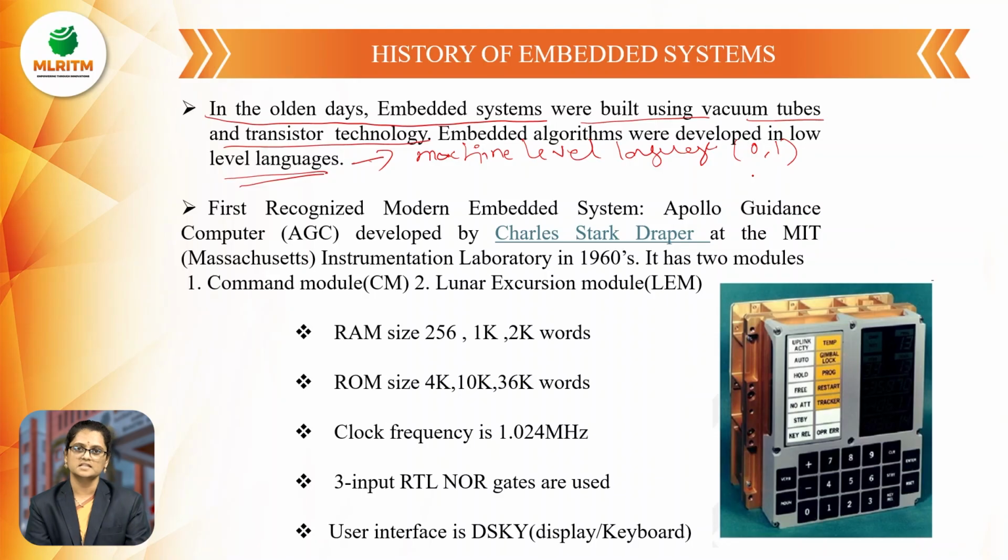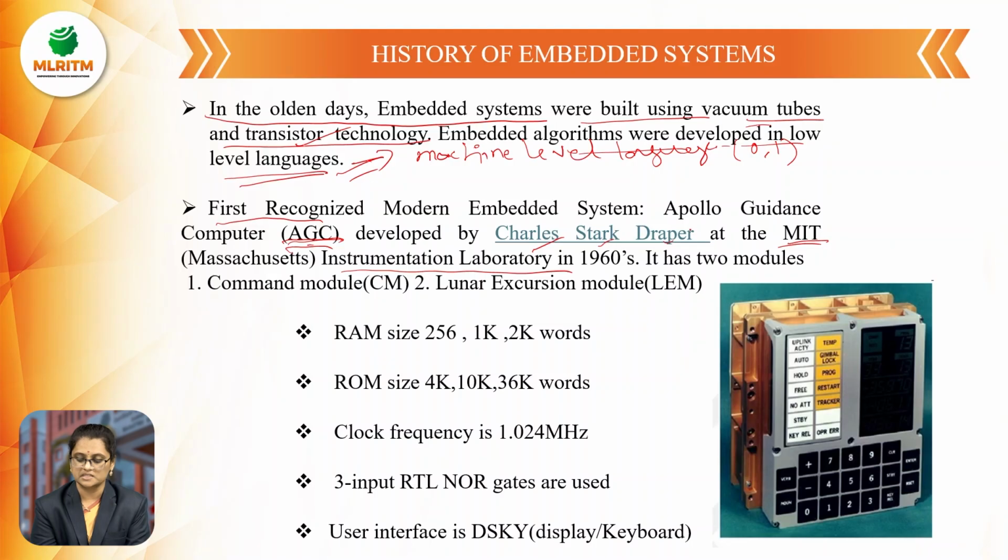In previous days, embedded systems were developed using vacuum tubes and transistor technology. For this, algorithms were developed in assembly level or low level languages. Then the first recognized modern embedded system is the AGC. The AGC was developed by Charles Stark Draper at the MIT Instrumentation Laboratory in the year 1960.